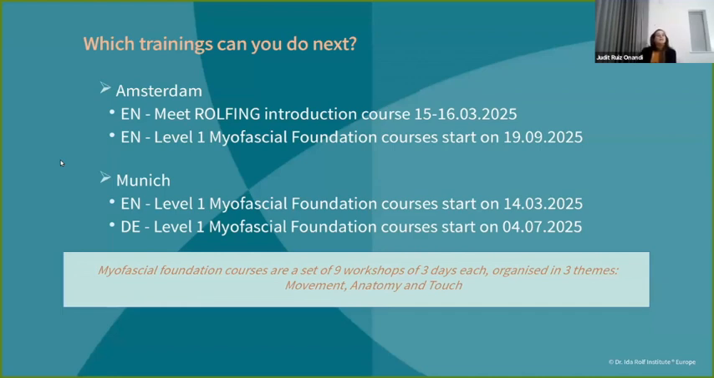But level 1 is a set of 9 workshops of 3 days each that are organized in 3 themes. The movement workshops are about how do I see my client? Which kind of strategies can I use to see what is going on? And also, how am I going to use my body posture? Then, of course, anatomy workshops to know your anatomy and know how to touch it. And then in the touch workshops, it's more about the technique to go into the fascia.